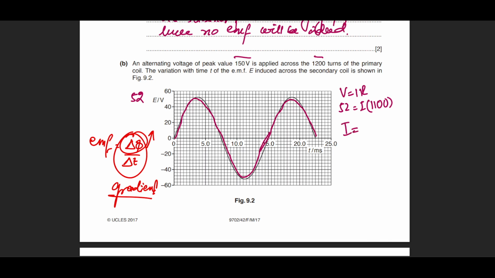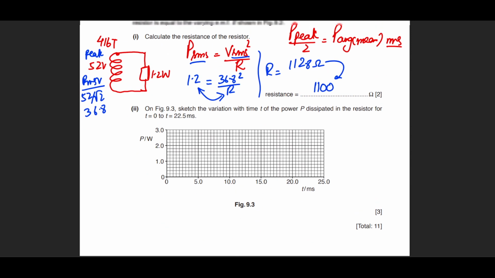So the current comes out as 52 divided by 1100. The current comes out as 47 milliamperes. So this is 47 milliamperes. So the peak current comes out as 47 milliamperes. But are we dealing with the peak currents? Are we dealing with these answers?